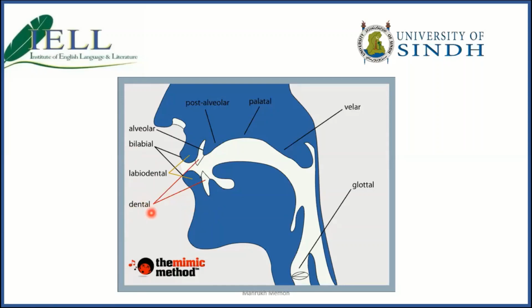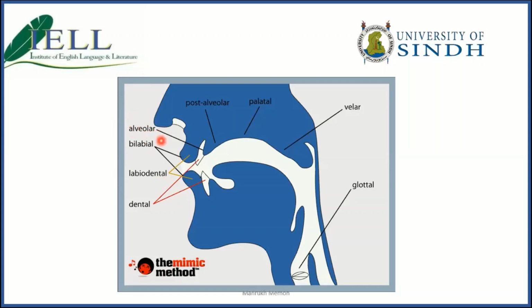Let's begin with dental. By dental we mean our teeth. All the sounds that are produced with the influence of the teeth would be under the dental category. Then we have bilabial. Bilabial means both the lips. All the sounds that are produced with the help of lips, or where there is a disruption of air flow at the lips, will be called bilabial. Then we have labiodental, in which lips as well as teeth are involved.